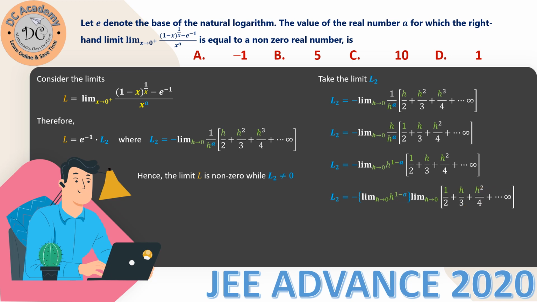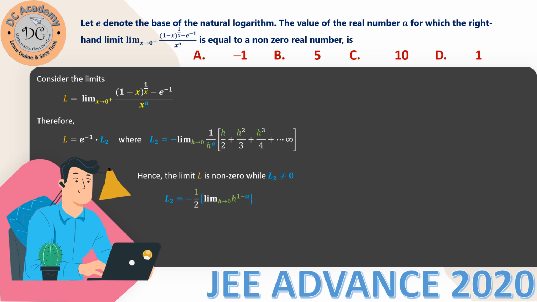So we can say that L2 is equal to 1 by 2 times the limit h tends to 0 of h to the power 1 minus a. Now it will be non-zero only if the limit h tends to 0 of h to the power 1 minus a is non-zero. Then only L2 will be non-zero. So we concluded that. Let's go ahead.